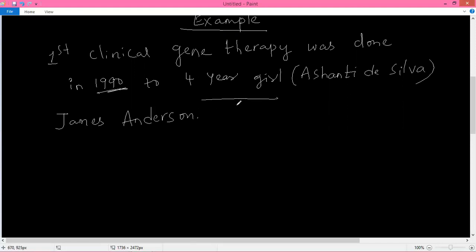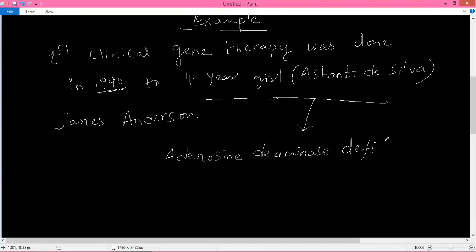This 4-year-old girl, Ashanti De Silva, was suffering from a disease called adenosine deaminase deficiency. Adenosine deaminase is an enzyme. This enzyme is useful in immunological reactions. It induces immunological reactions and generally gets synthesized from the bone marrow.